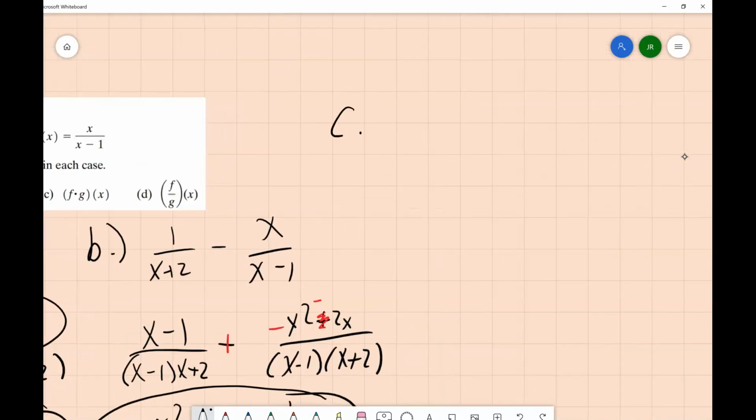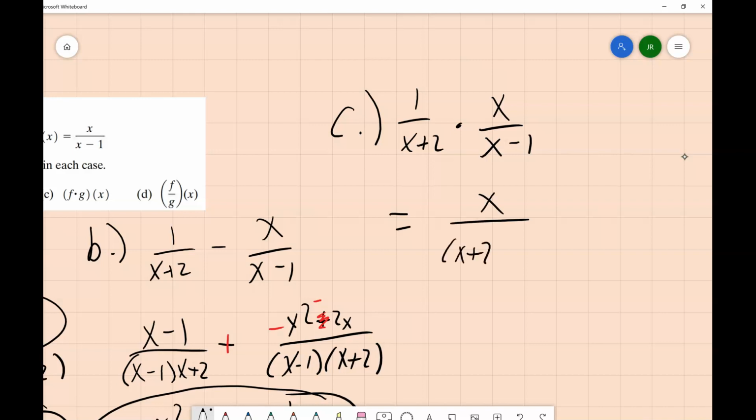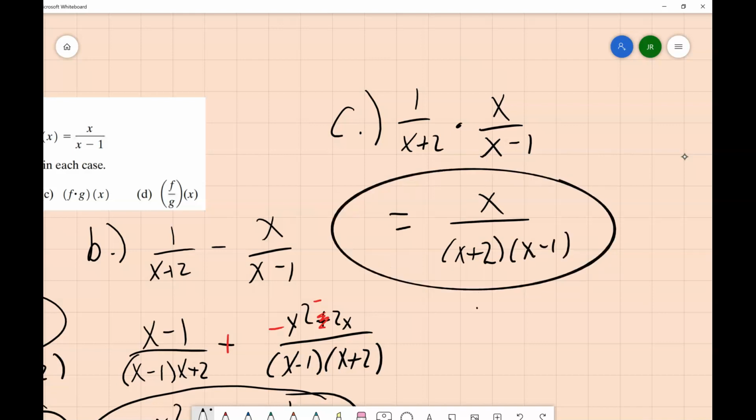Part C. It's 1 over x plus 2 times x over x minus 1. When you multiply fractions, you don't have to get a common denominator. You just multiply straight across. So the 1 times the x is x, and the x plus 2 times the x minus 1, again, I could distribute it, but I could also just leave it separate. And I'm going to leave it separate. So this is my answer. What's the domain? It's the exact same denominator as before, which is the only thing that affects the domain. So again, same domain as the previous problem.